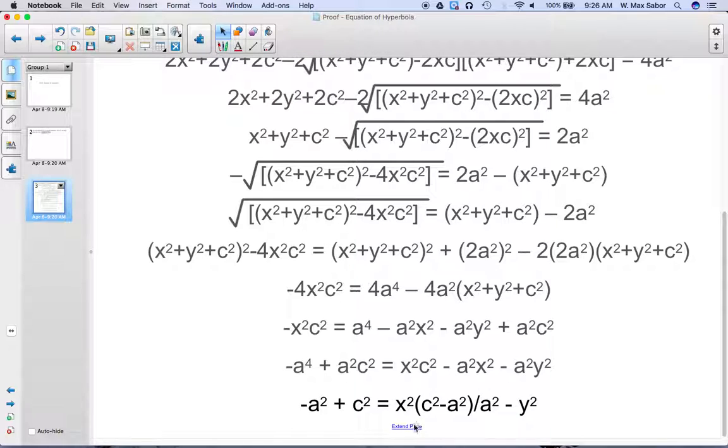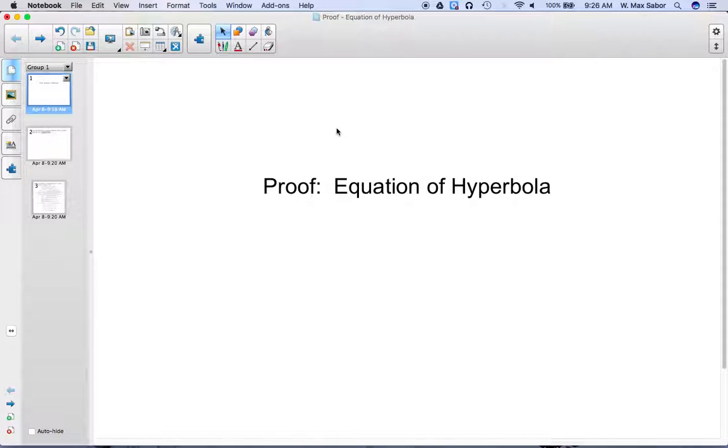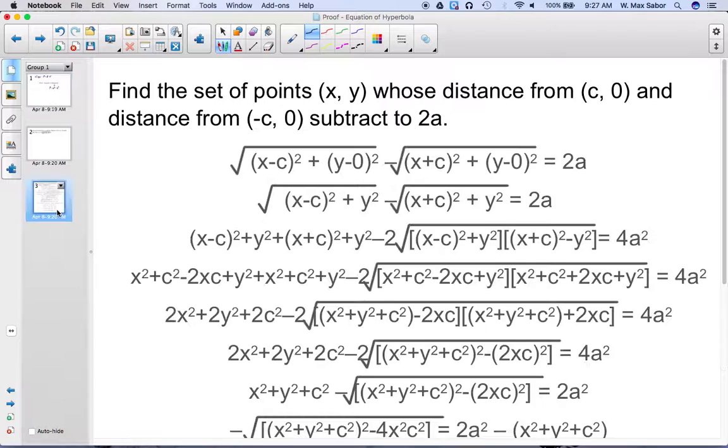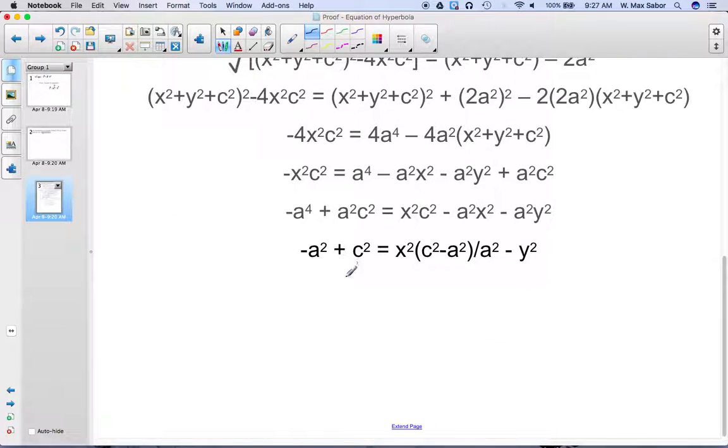But there is one big difference between a hyperbola and an ellipse. In the ellipse we said that c squared equals a squared minus b squared. But in a hyperbola, we say c squared equals a squared plus b squared. So that's going to be why things change from here. So what I'm going to do, in the ellipse equation, we substituted in c squared equals a squared minus b squared. Now we're going to substitute in a squared plus b squared.